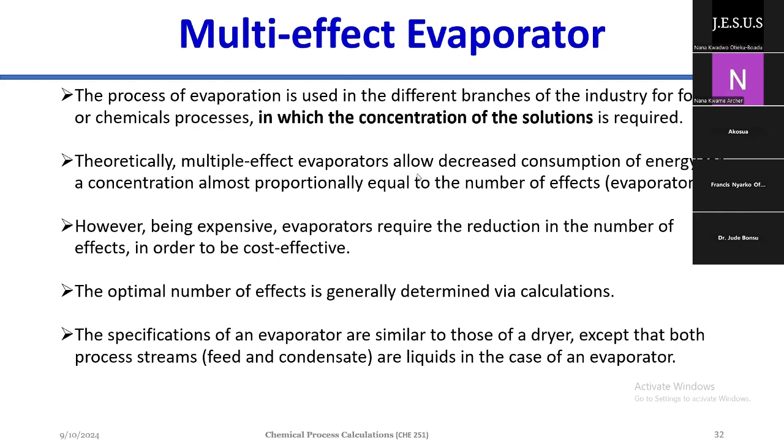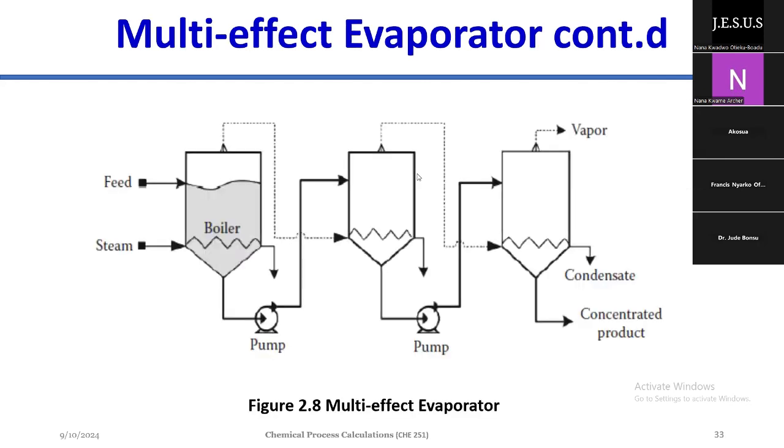So let's say you have a mixture of salt and water, but then you want to get a concentration or a solution where there is so much salt in the mixture, right? So you try to evaporate some of the water and then you are left with a lot of the salt in a small amount of the water. But then with the dryer, you are trying to dry the thing completely. That is the main difference between the dryer and the evaporator.